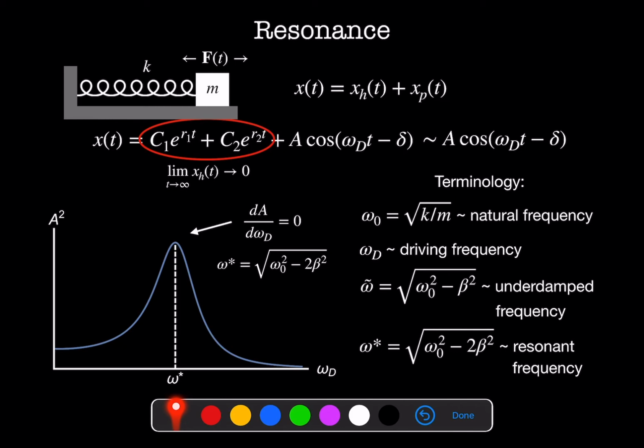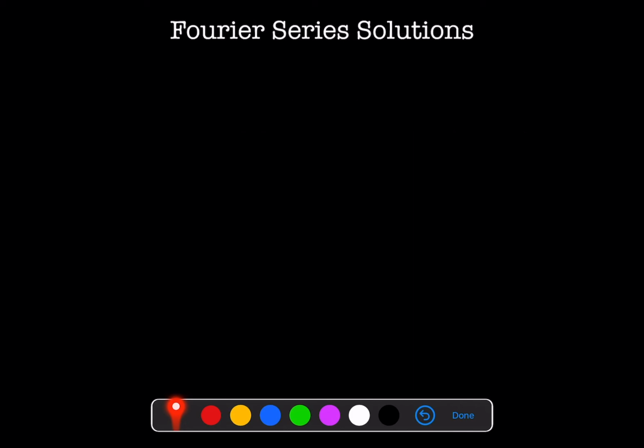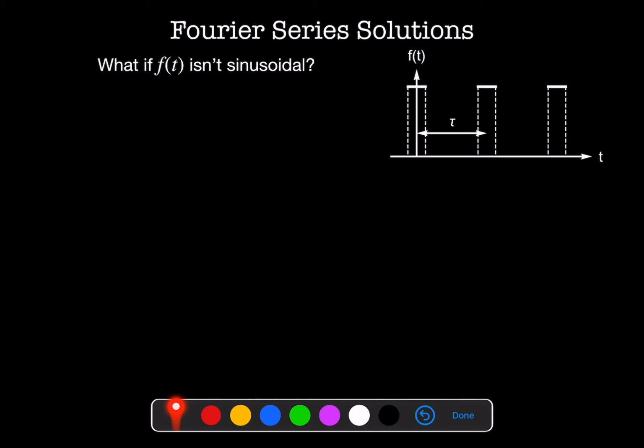The last thing we're going to talk about in this lecture is Fourier series solutions. This is basically answering the question, what if f of t isn't sinusoidal? Imagine it's this square wave. So it's something periodic, but not something sinusoidal. So it has some width of signal, and then it has some amount of time, we're going to call it tau, in between cycles.